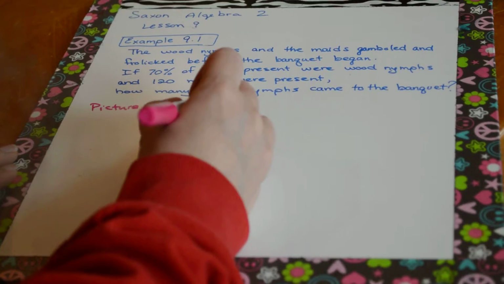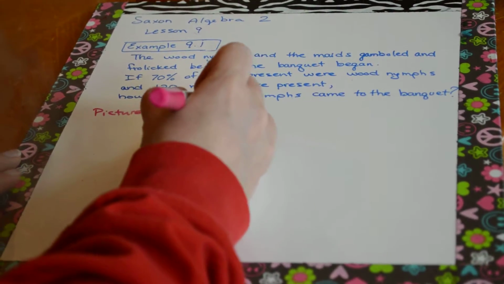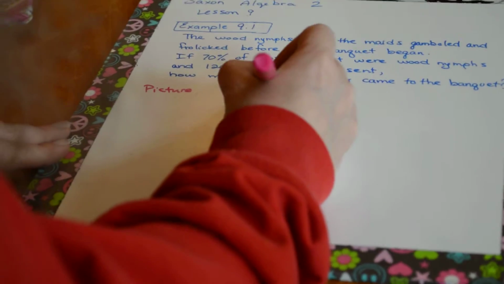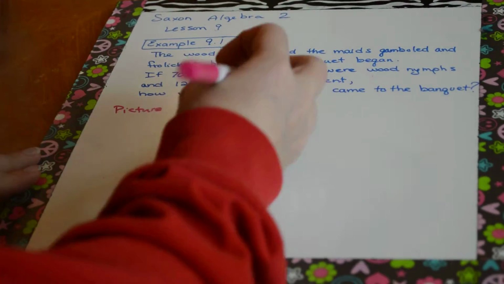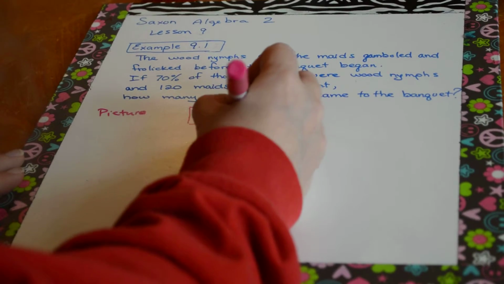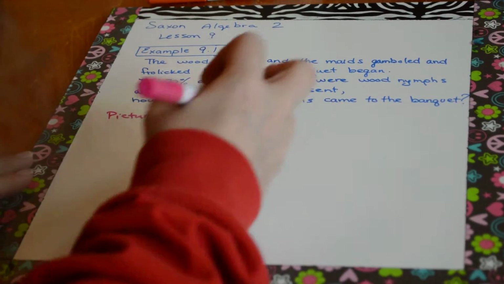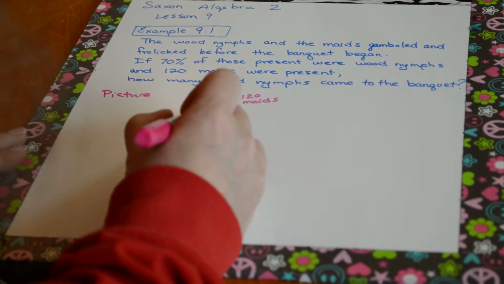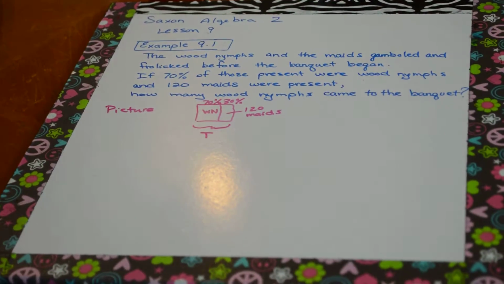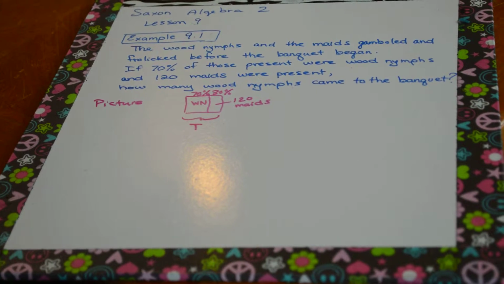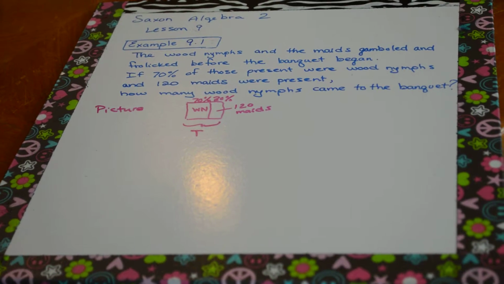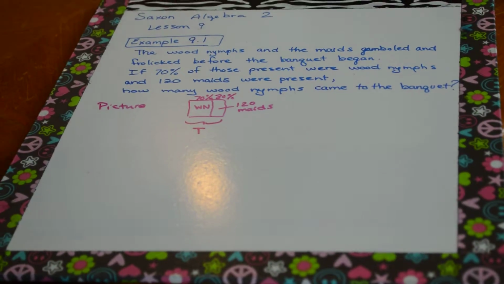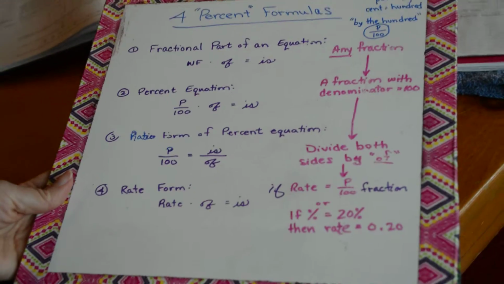And I've got 70% wood nymphs. So that means there's 30% left, and they said that there are 120 maids there. And I know that my total, it's not given to me yet, so I'm going to just call it T. So with these problems, I know I'm dealing with parts to whole, so I'm going to go and see which of my formulas I'm going to use.